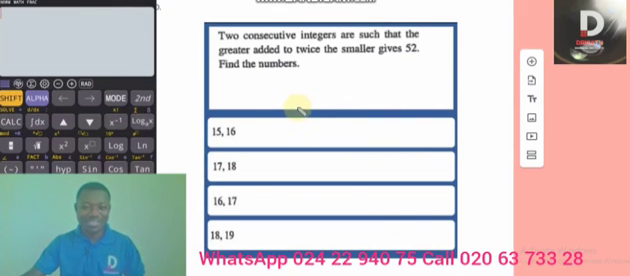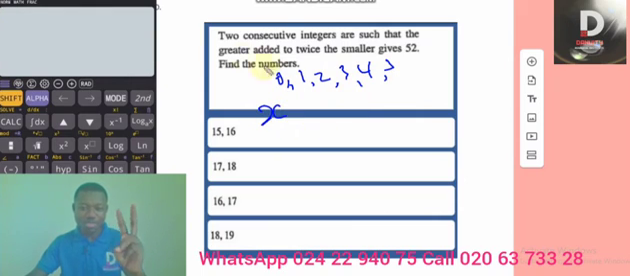Alright, last but not least, 2 consecutive integers are such that... consecutive means continuous. Integers are what? Positive and negative whole numbers. 0, 1, 2, 3, 4, 5. What's the interval? 1, 1, 1, 1, 1, 1. So if the intervals are 1, 1, 1, okay. So first one is what? X. He said 2 consecutive. Second one should be what? X plus 1. Do you agree with me?